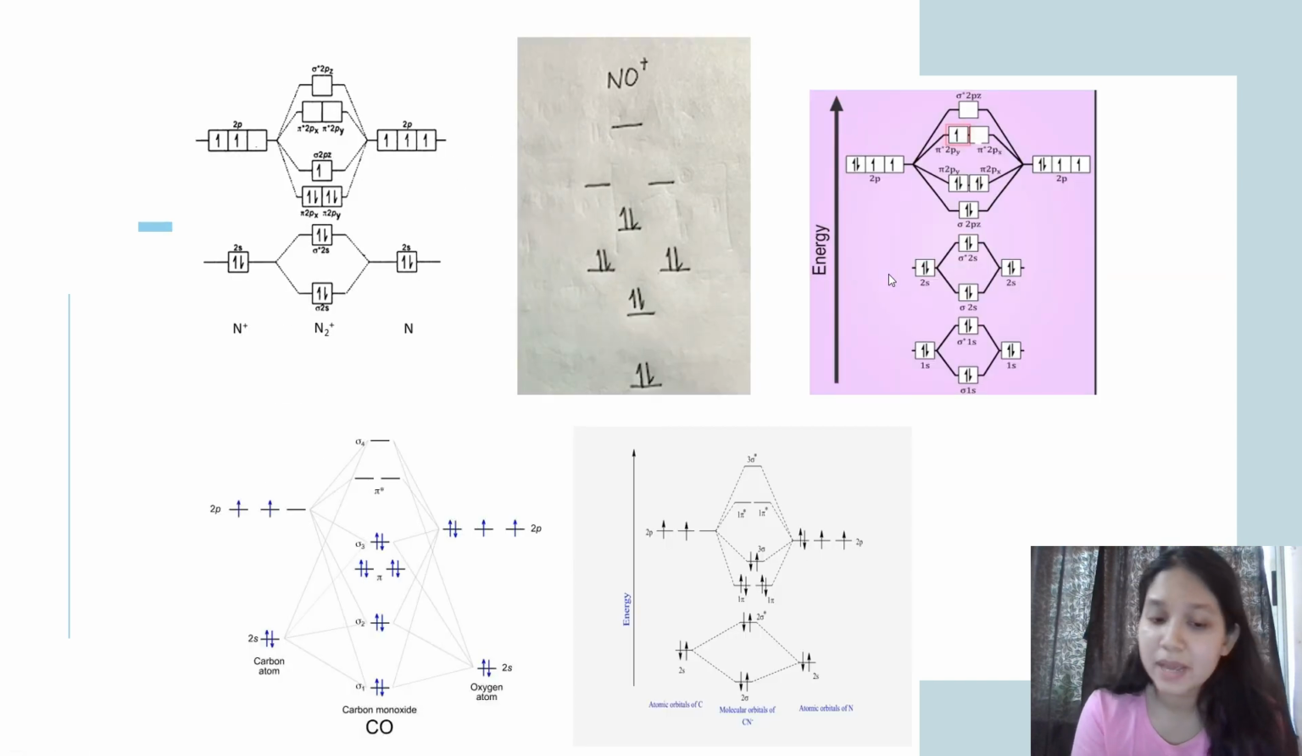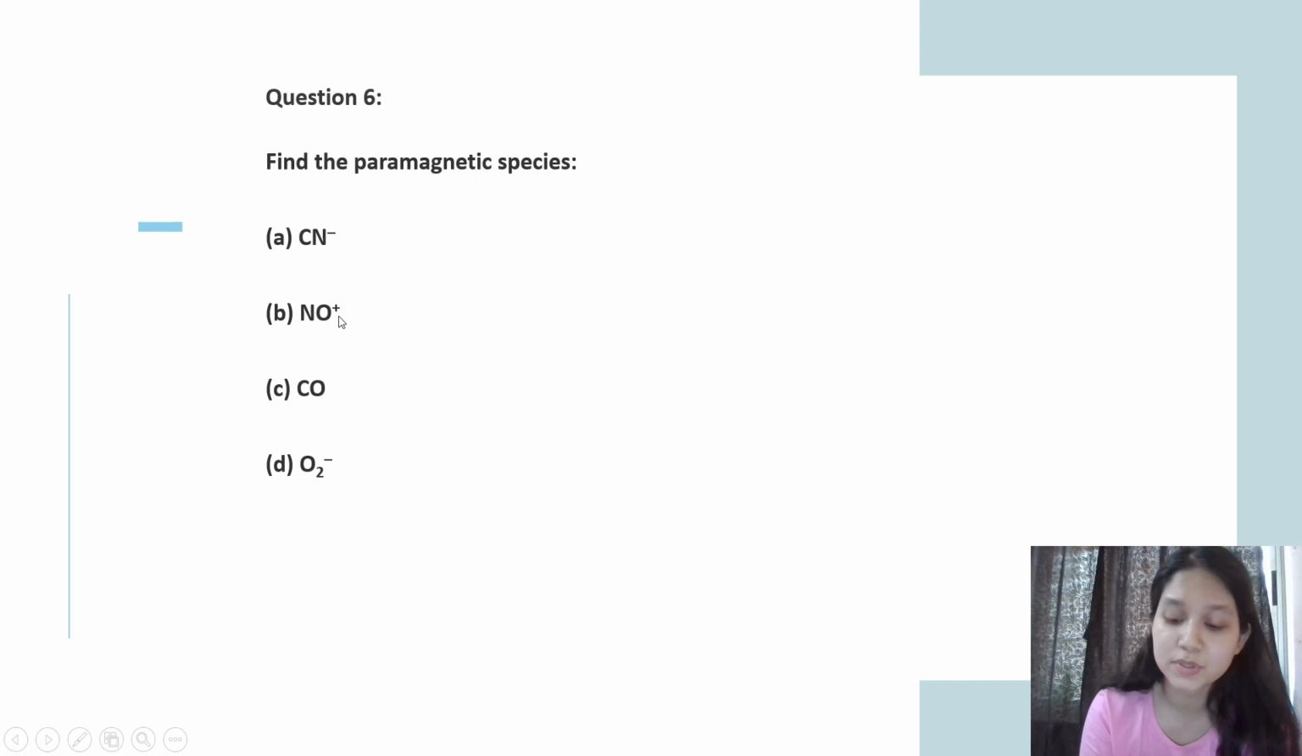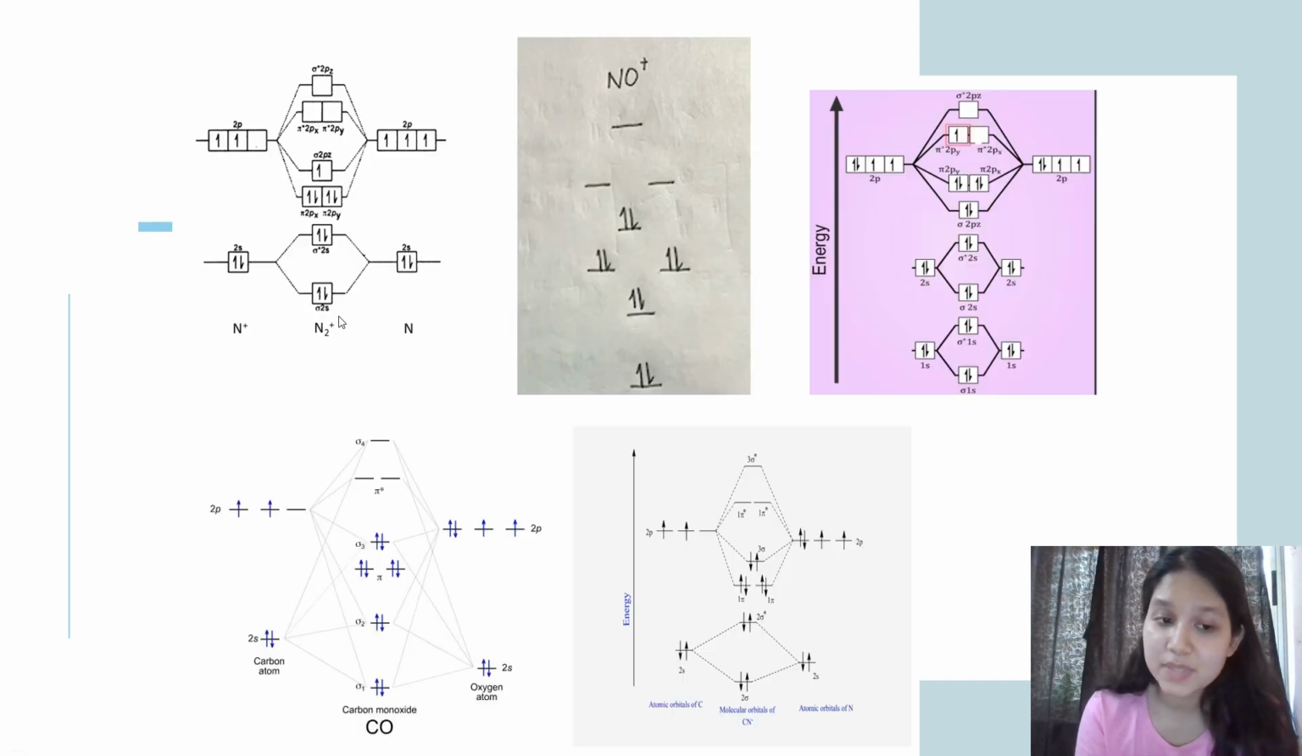So has anyone found out the answer? We don't require N2 plus here, since the options given are only cyanide, NO plus, carbon monoxide and O2 minus. Has anyone found out the answer yet?